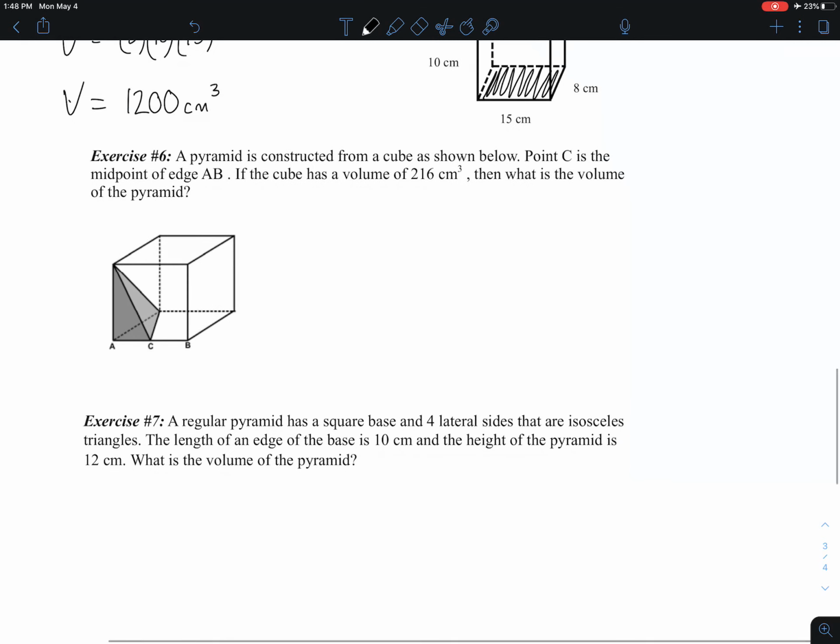Just revisiting that so that we can come back and try number 6, which is a little bit interesting here. All right, let's take a look at this one. It says, a pyramid is constructed from a cube as shown below.